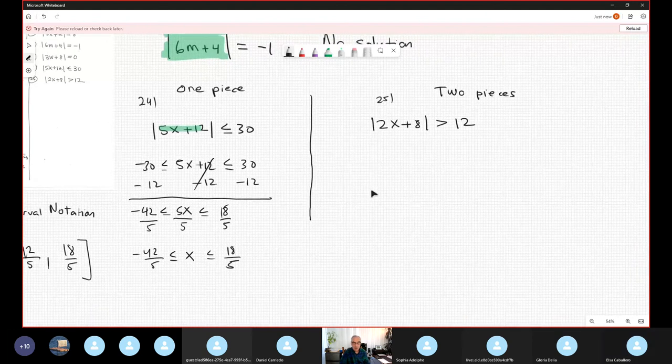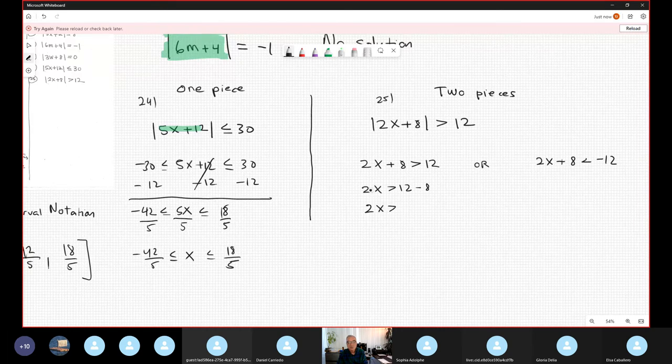Yes. Now the greater than case has two pieces. To solve, you copy 2x plus 8 two times. You put greater than 12 and less than minus 12, because it's too far, not close, too far in both directions. You convert the inequality into inequalities without the absolute value symbol. Now we focus on this. It's easy: 2x greater than 12 minus 8, which is 4. Divided by 2, x greater than 2.